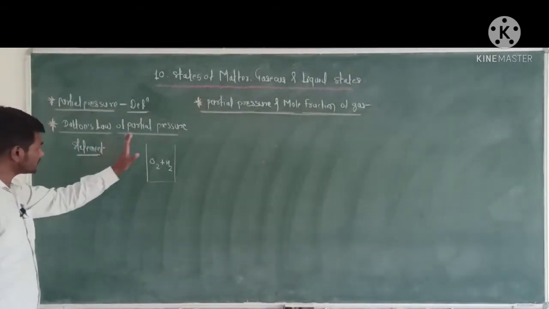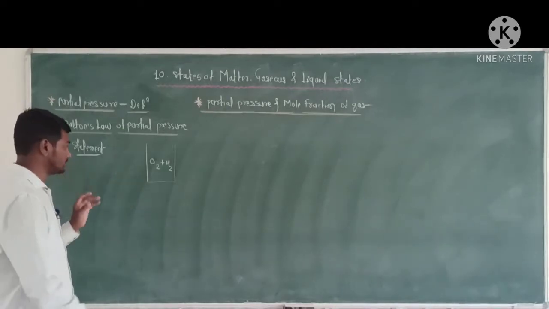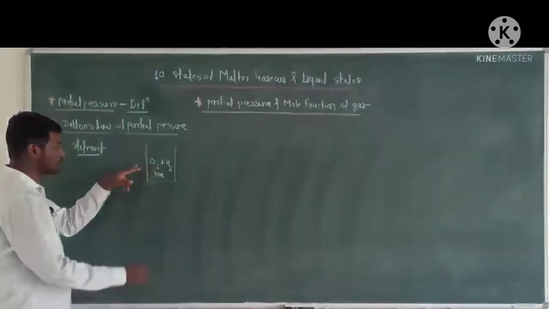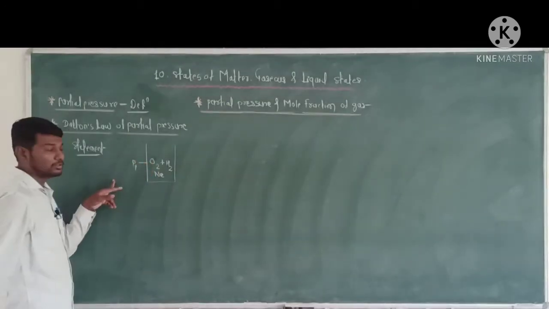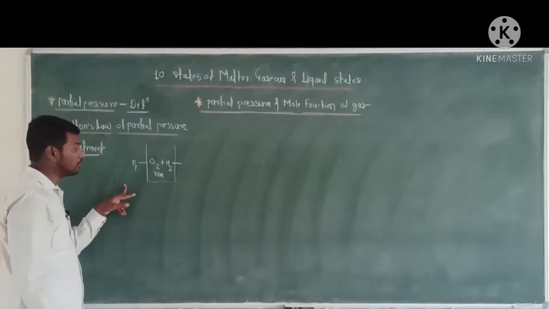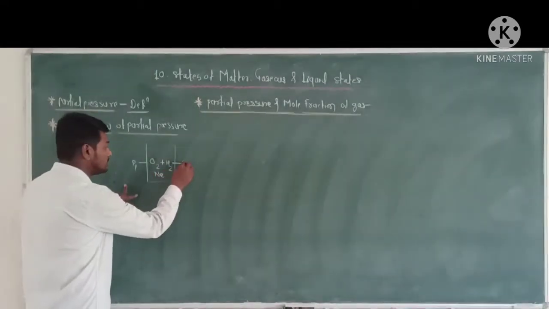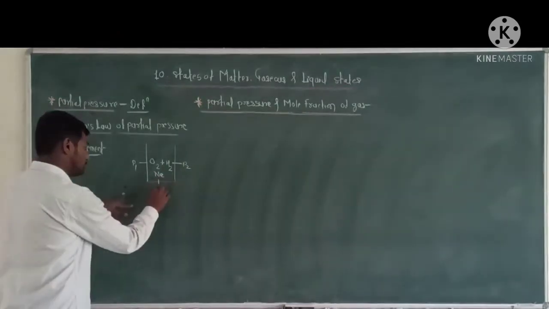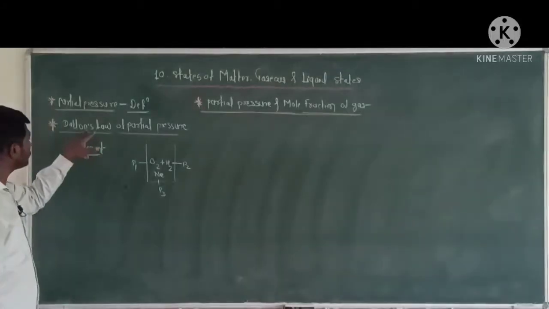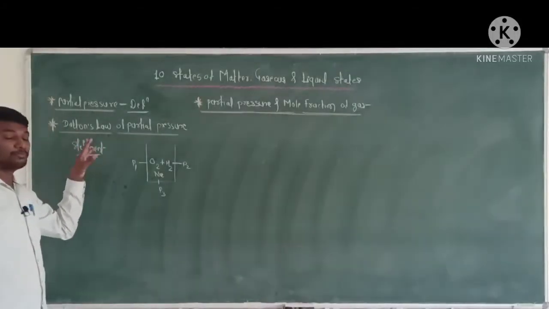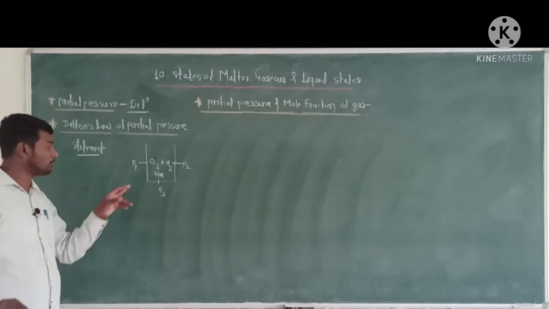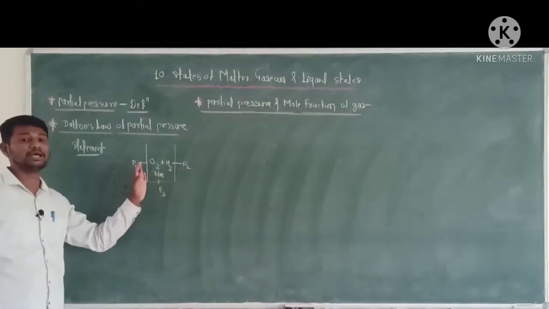Now consider this container having three gases, that is O2, H2 and neon. Consider the partial pressure of O2 is P1, the partial pressure of dihydrogen gas, that is H2, is P2, and the partial pressure of neon gas is P3. According to Dalton, the total pressure of two or more unreactive gases in a mixture is the sum of the partial pressures of the single gases in the mixture.